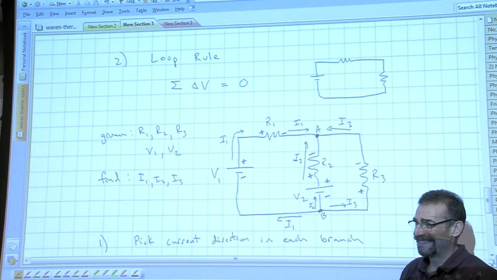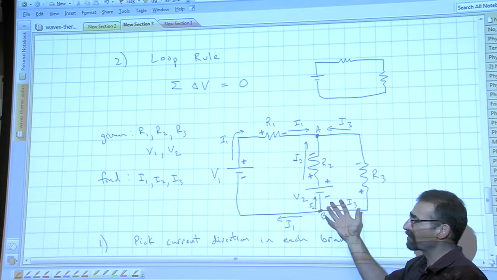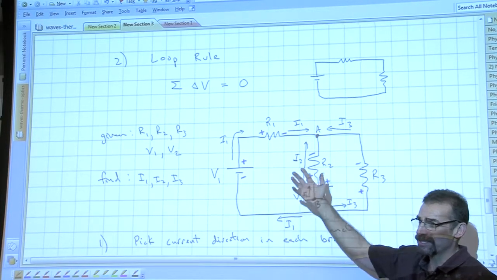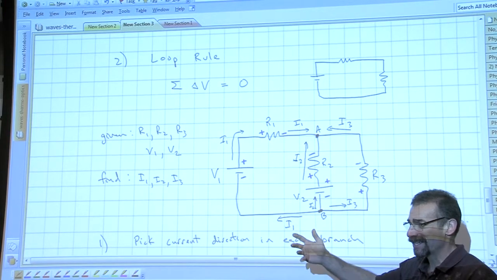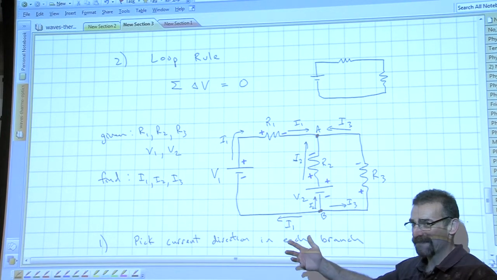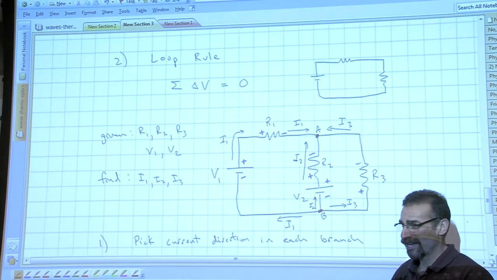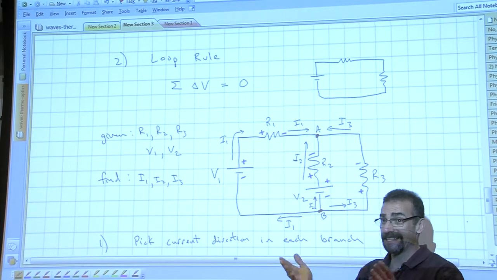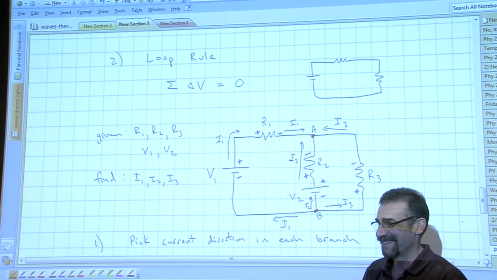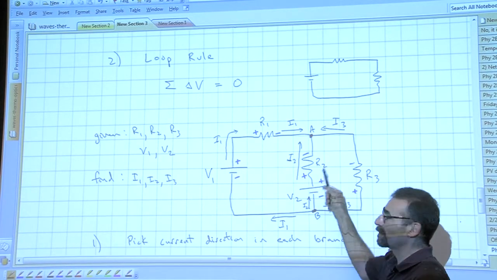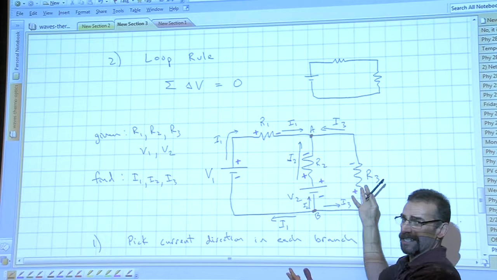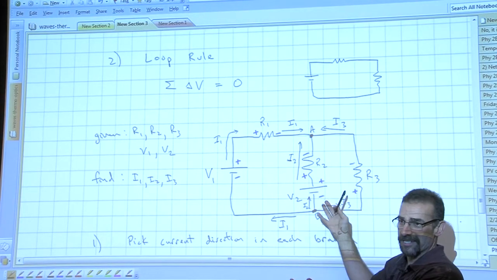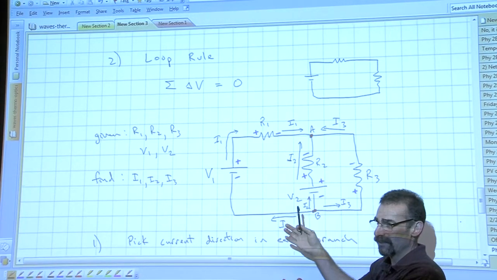Let me tell you, if you use those 3 loops and you do not use a junction, and you say, hey, I've got 3 equations, I'm going to solve for my 3 I's, you know what's going to happen? You're not going to solve for your 3 I's. You're going to get down to the end and you're going to get 1 equals 1. Because once you've used 2 of these loops, the third one contains no new information. It's already included in the other ones.